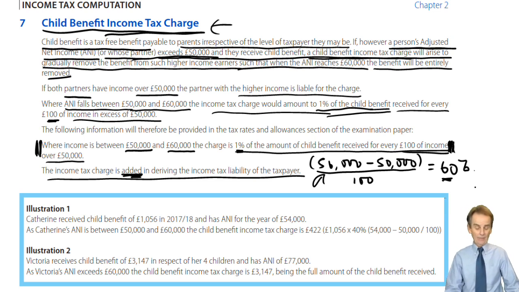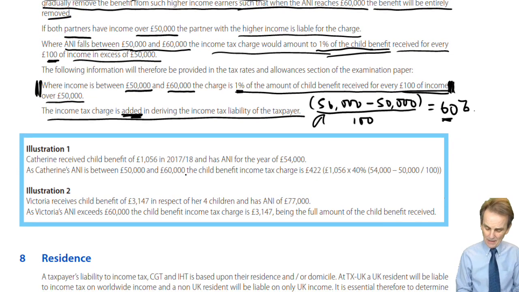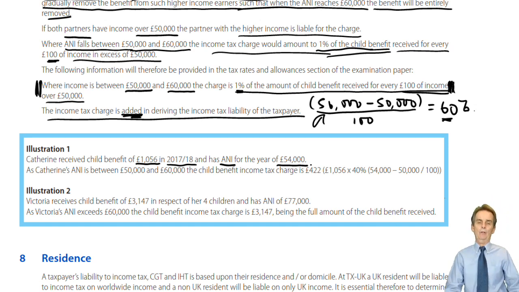So with that in mind, let's have a little look at a couple of illustrations here. Catherine received child benefit of £1,056 in the 2017-18 tax year. Again, you won't have to know where these numbers come from. They will be given to you. And she has adjusted net income for the year of £54,000. You may have to work out that adjusted net income. They tell you what levels of income the individual has.